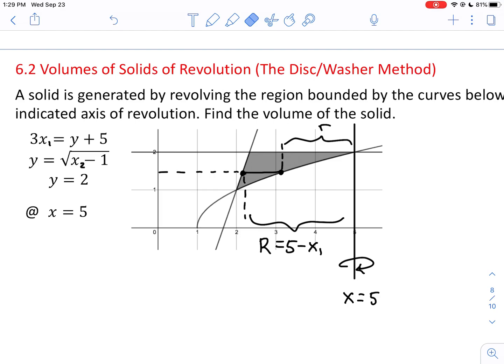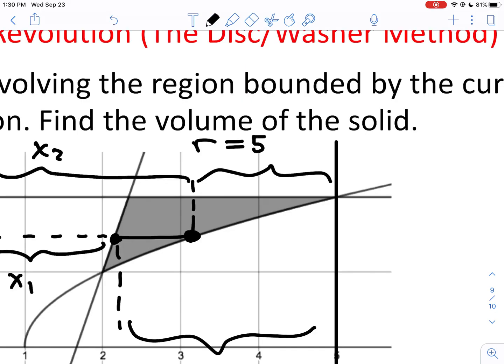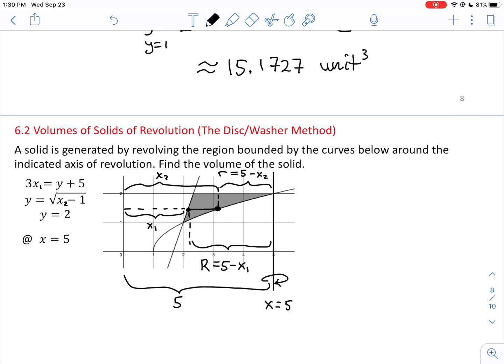Okay, now let's focus on little r. Little r deals with this point here. Well, that's our x sub 2. And again, we know that this total length is 5. Little r is going to be 5 minus x sub 2. We've already determined what x sub 1 and x sub 2 are. We solved them already a few times. So let's just go ahead and write down what little r and big R are.